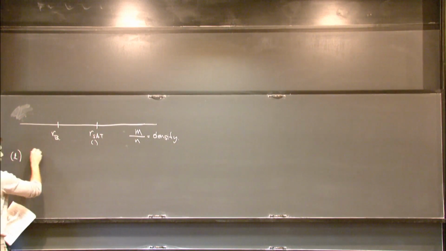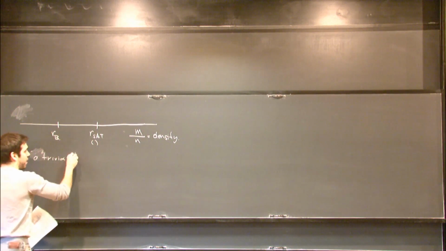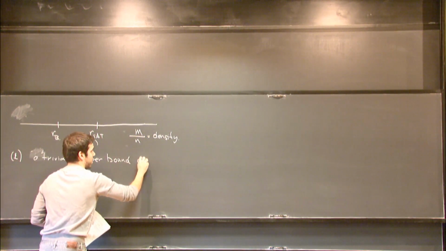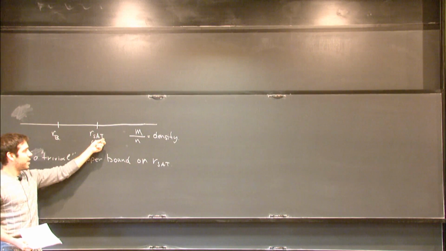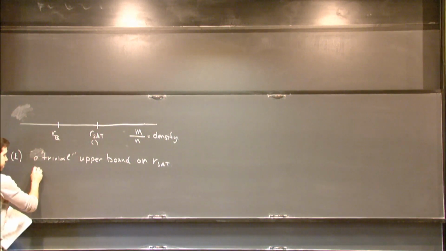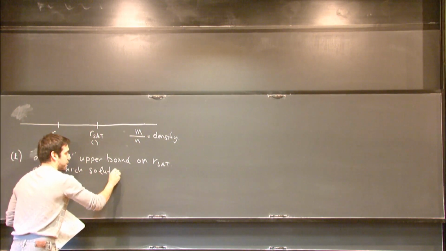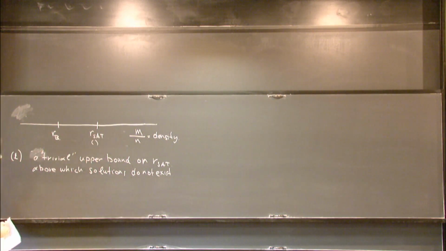So there typically exists a trivial upper bound on this threshold above which solutions do not exist with high probability. Yeah, so I will explain. By trivial, I mean a simple application of the first moment method. But I'll come to that.